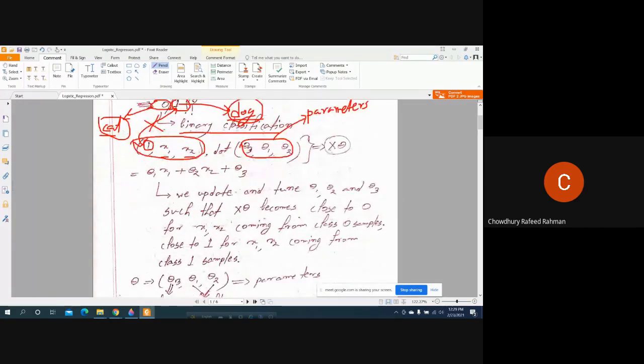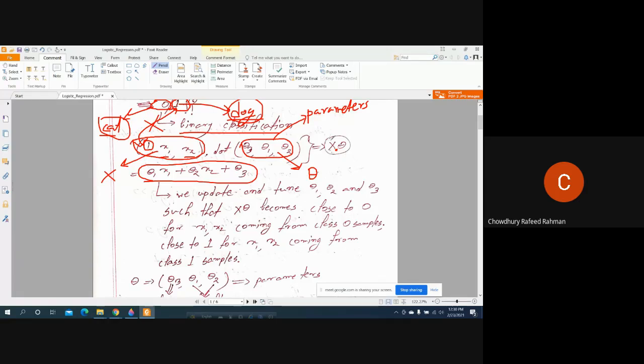So if I dot product this particular vector with this particular vector, then I get something like this. I think everyone here understands how to dot product between two vectors. 1 into theta 3 plus x1 into theta 1 plus x2 into theta 2. So this is what we get. In brief, this is our x vector and this is our theta vector, so this whole thing is x dot theta.